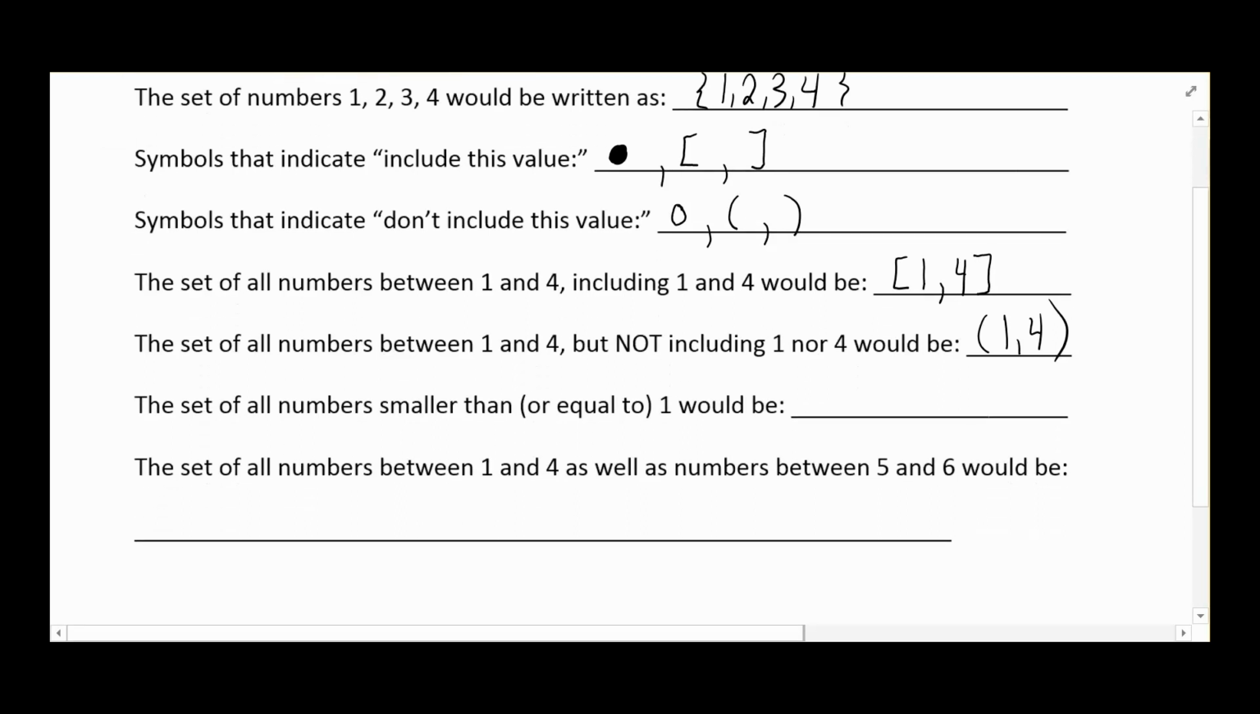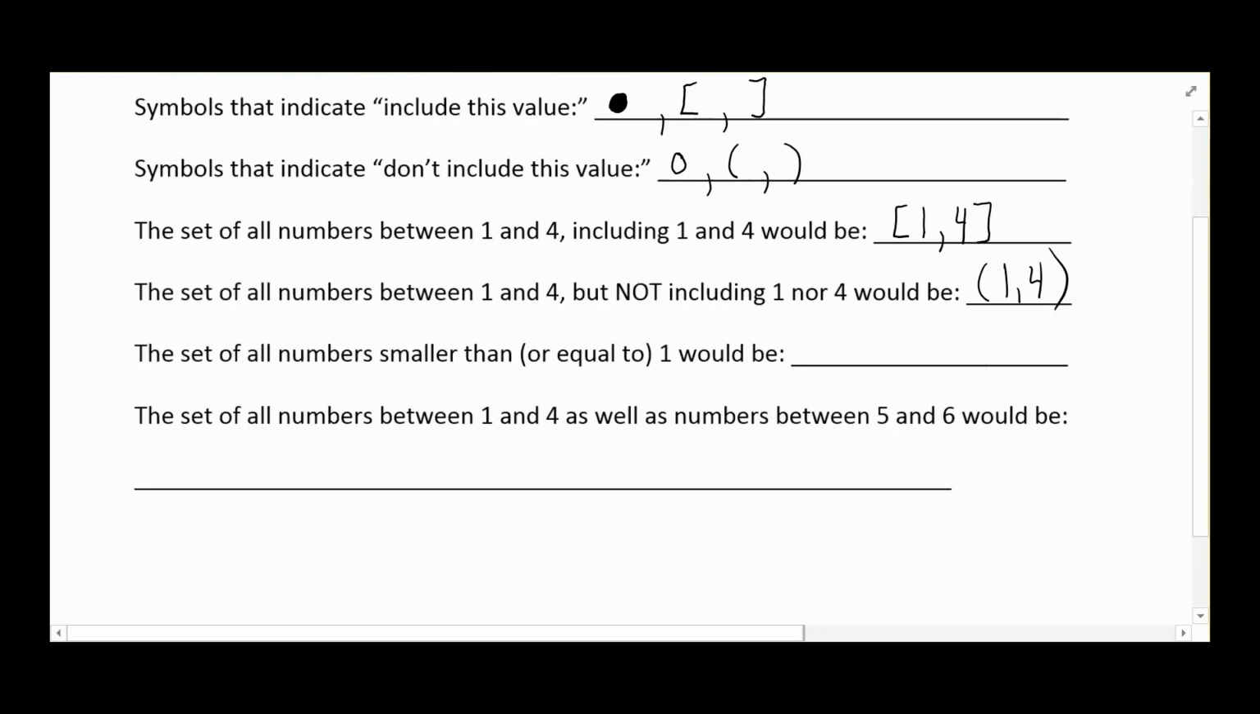So let's talk about the set of all numbers smaller than or equal to 1. There are a couple ways we could write this. The way that I want you to write it is to think about the number line for a second. On the number line, I'm saying include 1 and include everything to the left of 1, everything smaller than it.